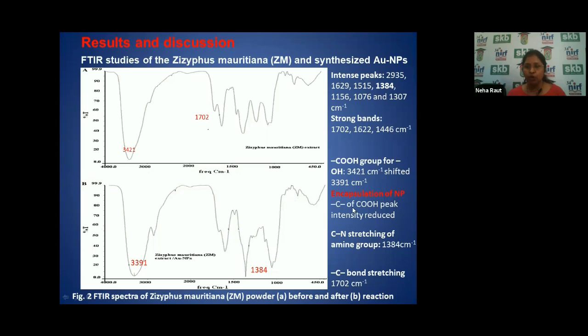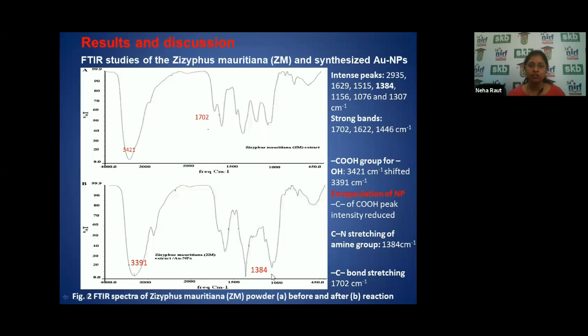Further, the C of COH, that is the C of the carboxylic acid group, the peak intensity is reduced. This is because of the encapsulation of the nanoparticle. The next is the CN stretching of the amine group, that is 1384. In the raw material, this peak is broadened. In the case of the nanoparticle, it is narrow and sharper, that is at 1384.